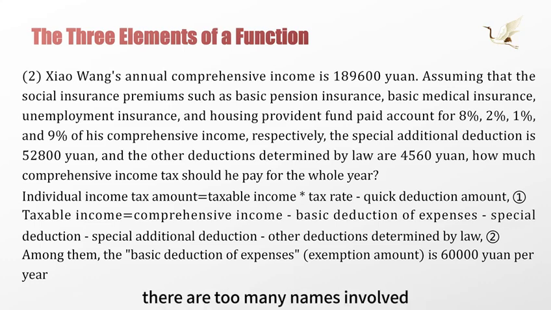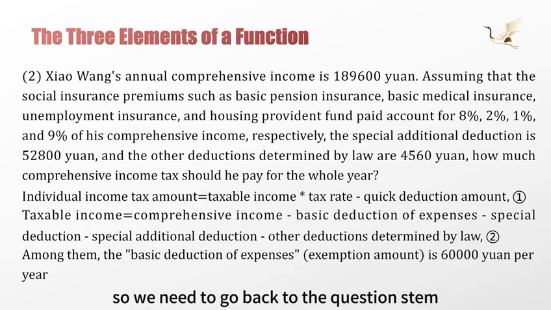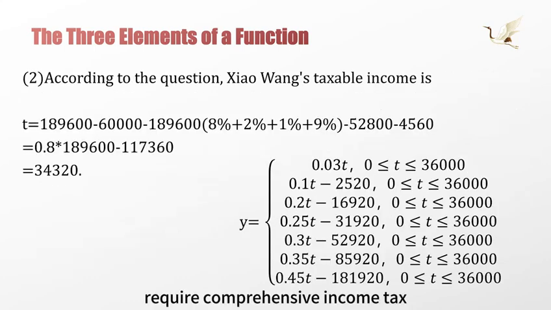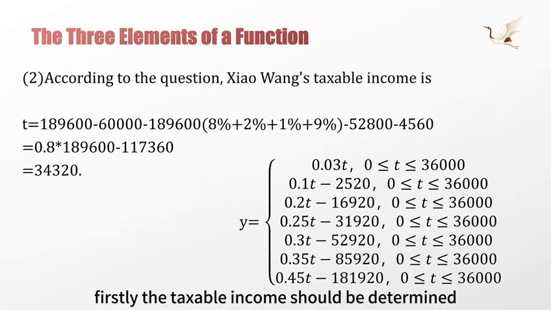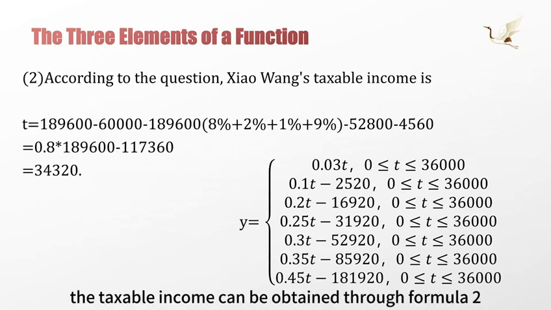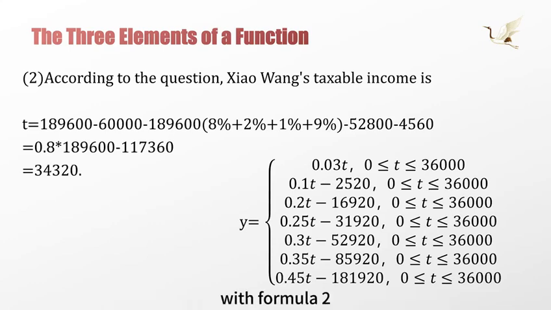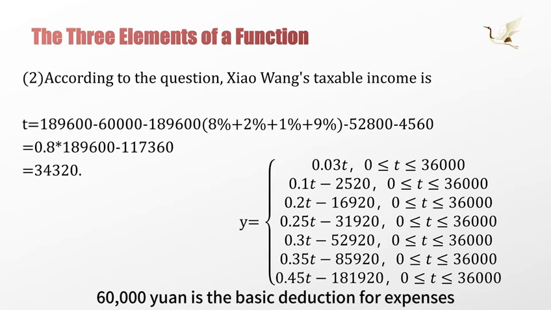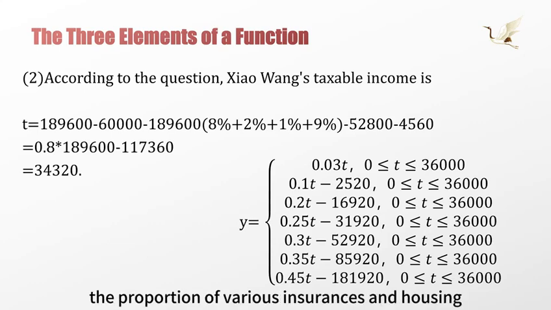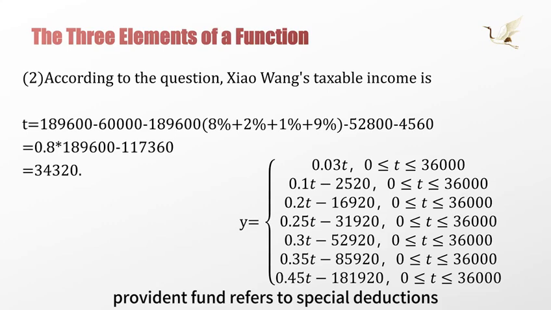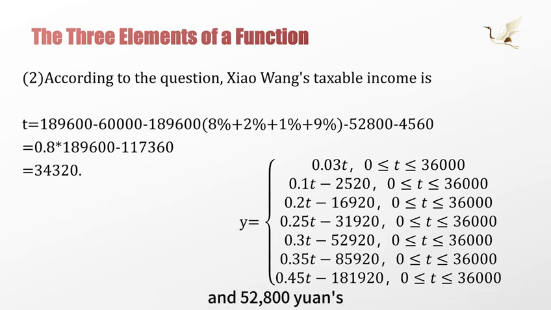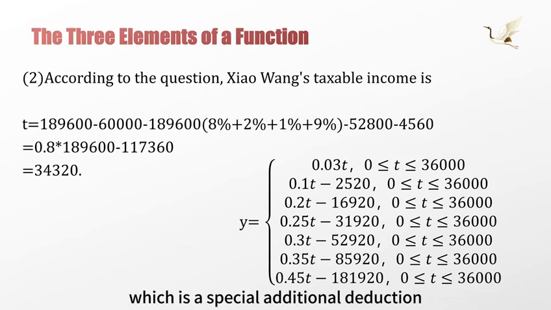yuan according to law? There are too many names involved in the second question, so we need to go back to the question stem to find useful information. Require comprehensive income tax. Firstly, the taxable income should be determined. The taxable income can be obtained through Formula 2. We will match the conditions in the question with Formula 2. It can be seen that 189,600 yuan is the comprehensive income amount. 60,000 yuan is the basic deduction for expenses. The proportion of various insurances and housing provident fund refers to special deductions. 4,560 yuan refers to other deductions determined by law, and 52,800 yuan is the special additional deduction.